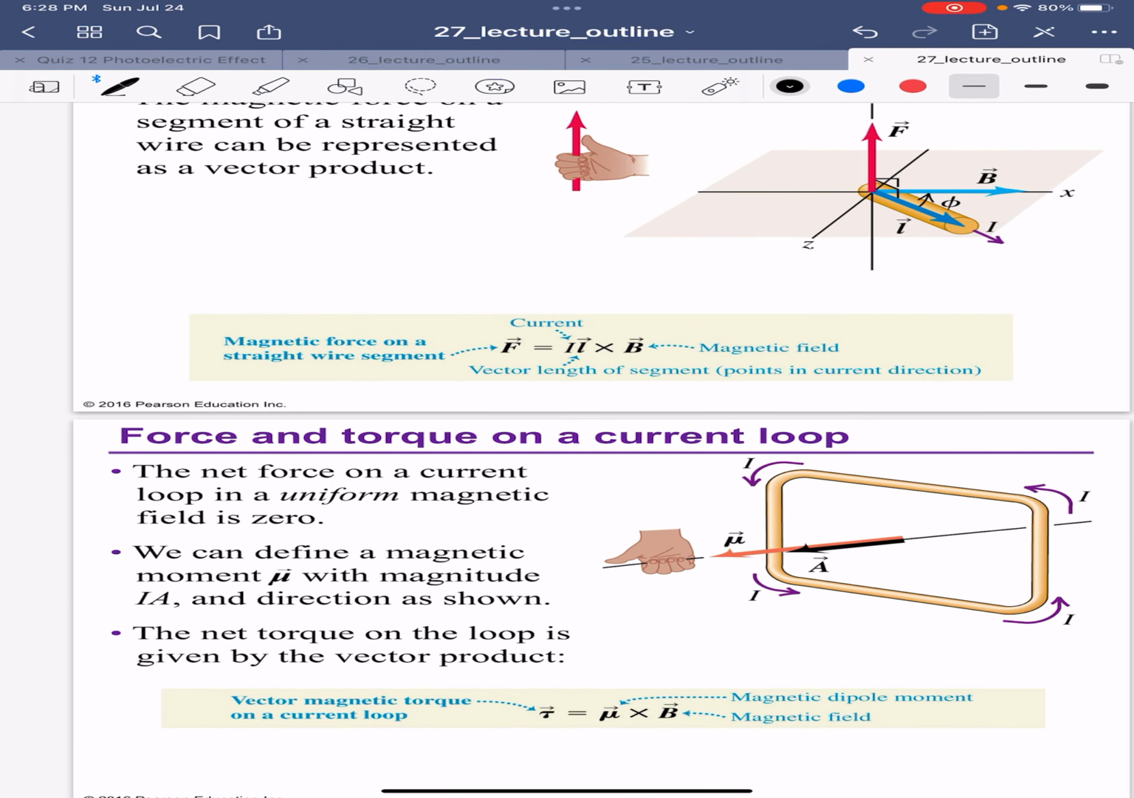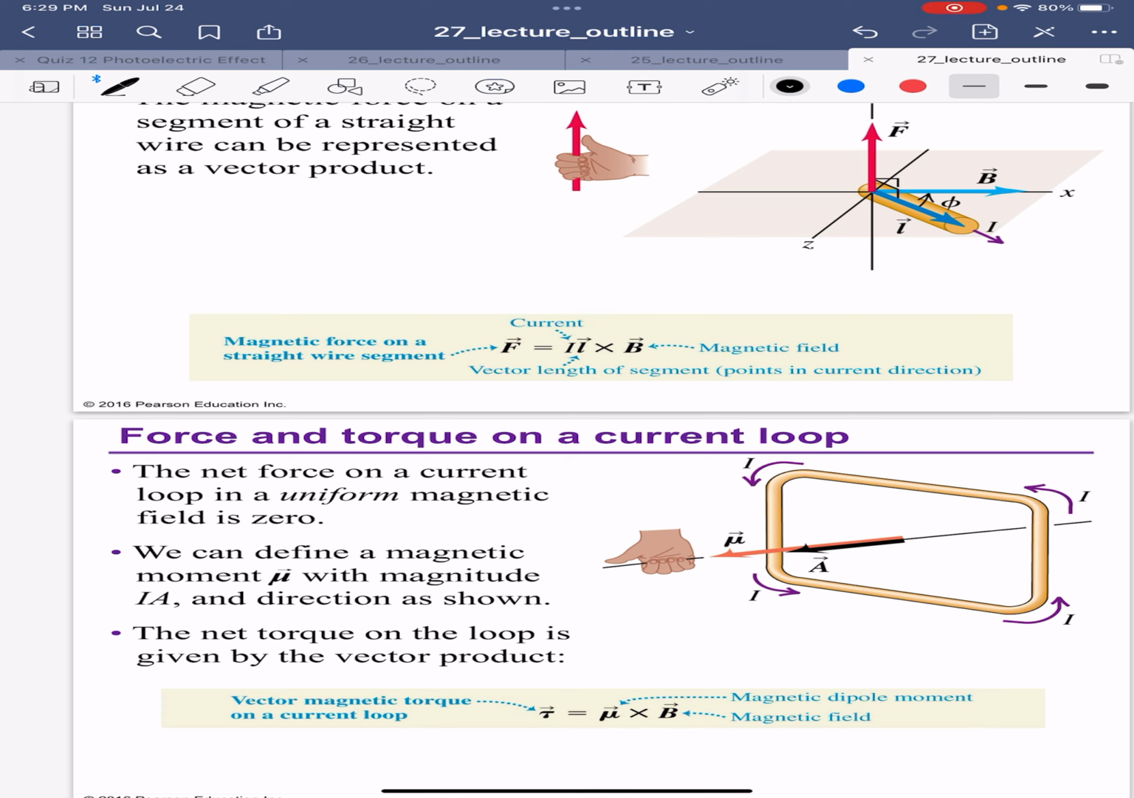Now there are occasions where we are going to have a current loop, and then the direction of I will be different on different segments, so the forces will be different on different segments, and therefore we might create a torque. The net force on a current loop in a uniform magnetic field is going to be zero, because the forces, like on the left and the right, one of them is maybe into the page, the other one out of the page, so they cancel, and the same for the others. But we're going to have torques here.